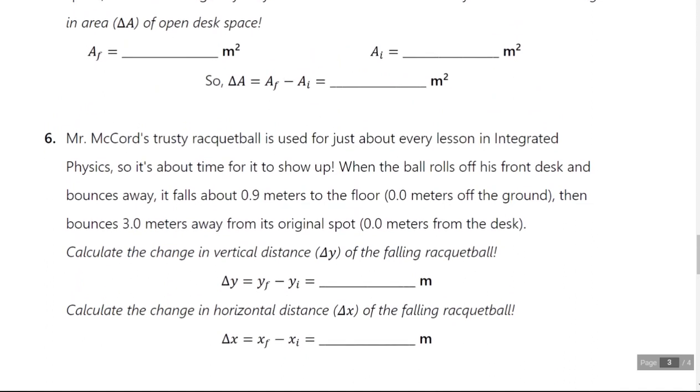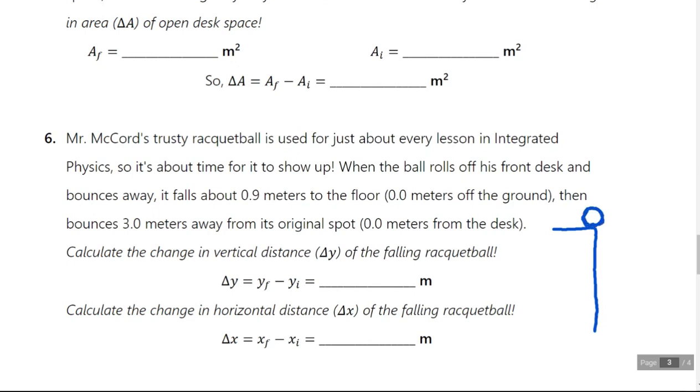Okay, so I've got this racquetball that I use for just about every example in this class. So I have it up on my front desk, and it rolls off the desk and it falls, it bounces, it rolls away. So it ends up traveling in 2 directions. Not only does it travel downwards, it also travels outwards. So there's going to be 2 changes in measurement here. One of them is going to be the change in its vertical distance, and one's going to be the change in its horizontal distance.